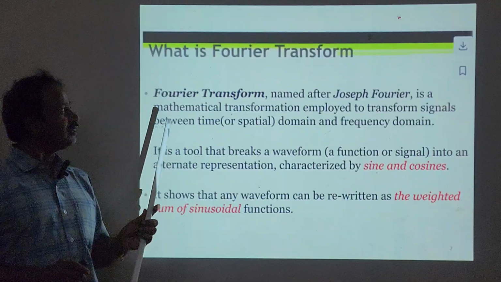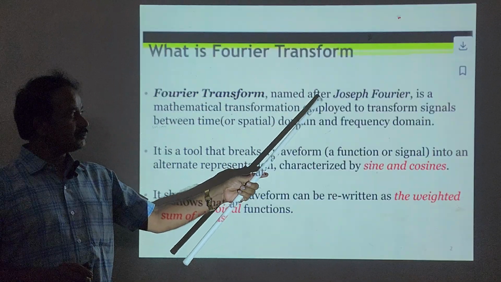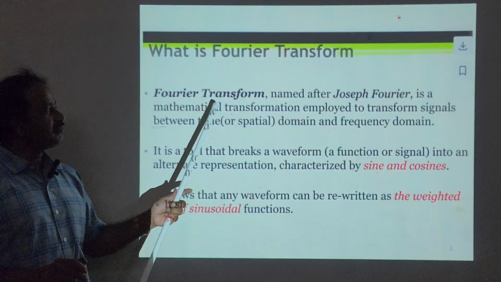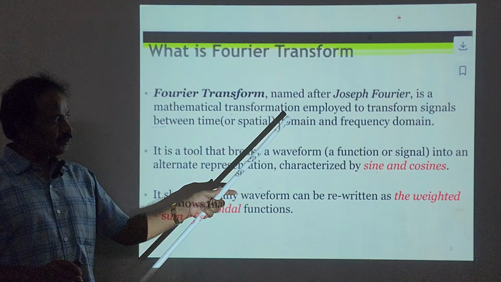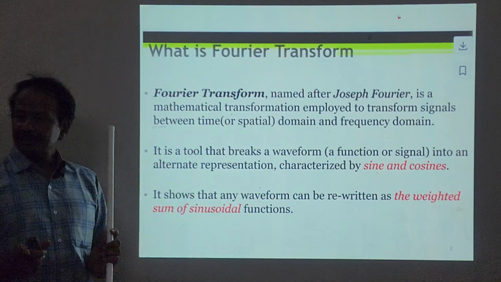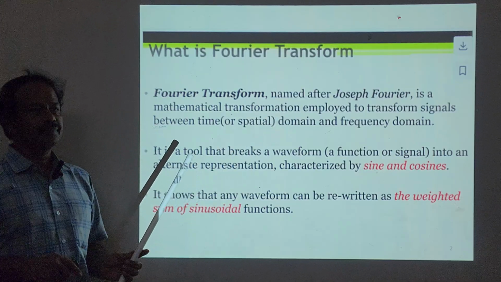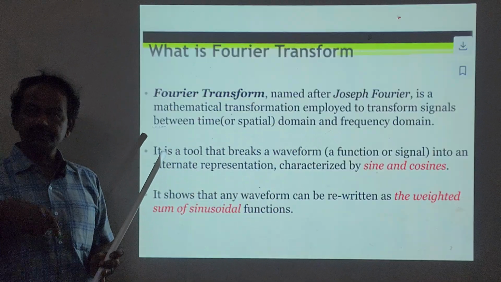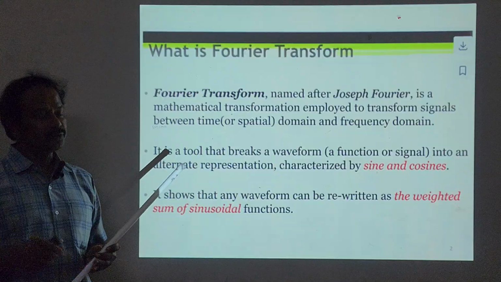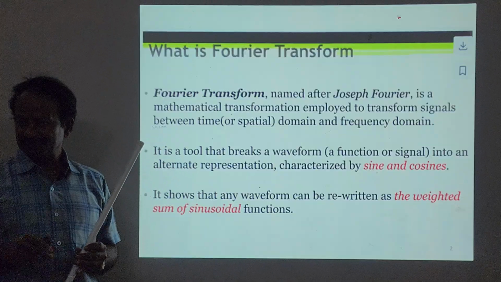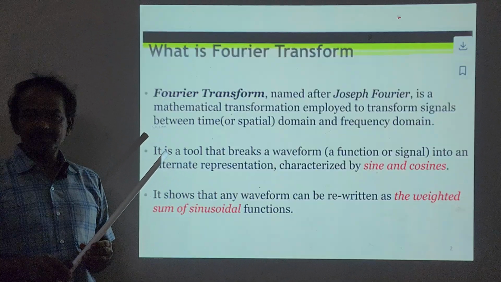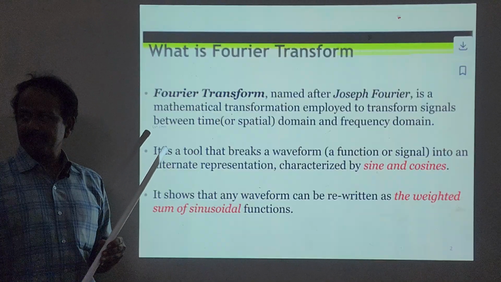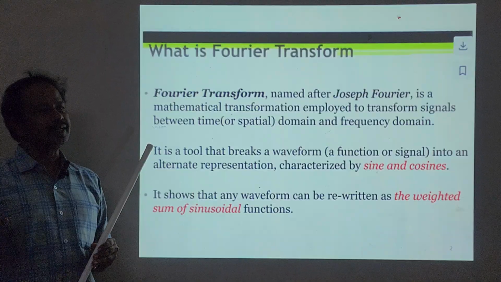As I said earlier, the Fourier transform was introduced by Joseph Fourier from France. It is a mathematical transformation employed to transform signals from one domain to another domain. Mainly it is from time domain to frequency domain, or from frequency domain to time domain. Of course, we know that nu equals 1 by T. Nu is the frequency, and T is the time.